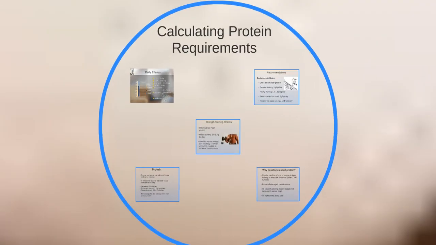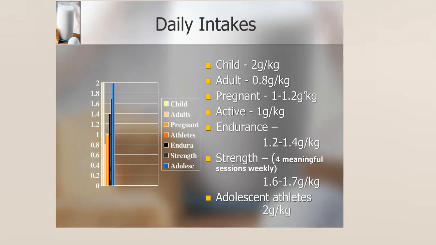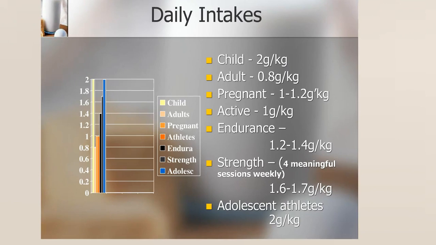Alrighty, so what do we need? That's the next step, working out our calculations and what we actually need to get into our body based on our exercise regime, our current lifestyle. So this little table shows it relatively clearly.